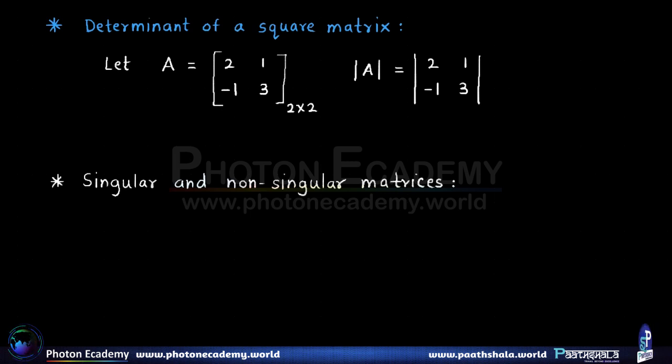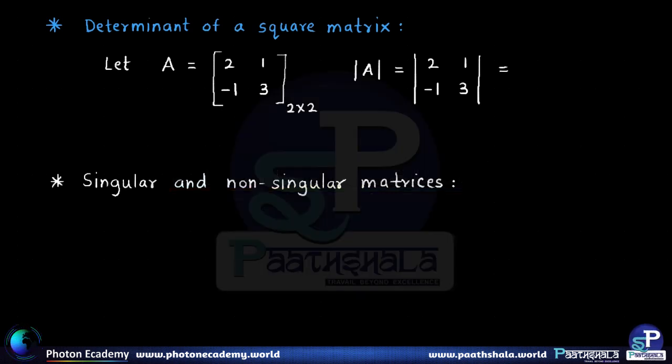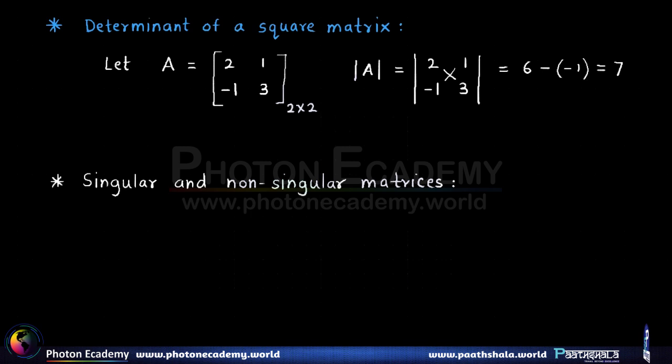Alright. Now since this is a determinant, we can evaluate the determinant and get the value. So here we see that the product of 2 and 3 is 6, minus the product of 1 and -1 which is -1, so that gives us 7. So this is the value of the determinant of the original square matrix. Now remember that the matrix itself does not have any value as such. It is only the determinant which gets evaluated to a certain value.